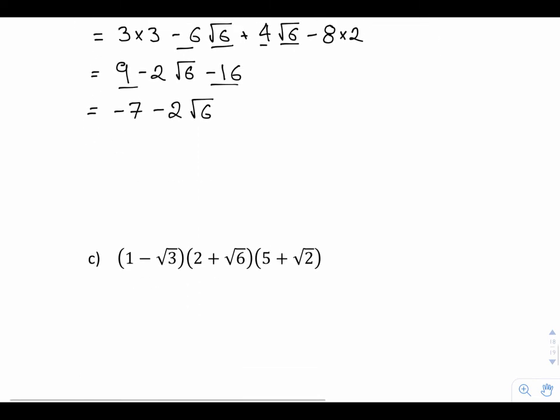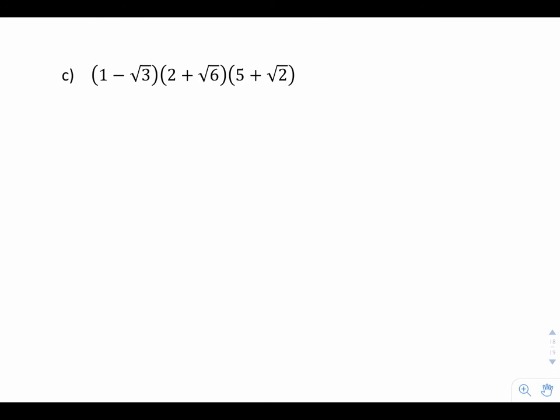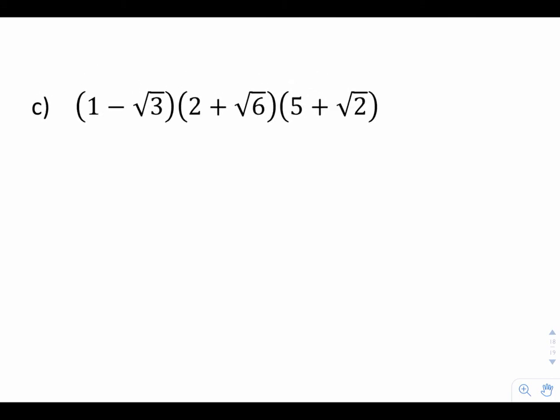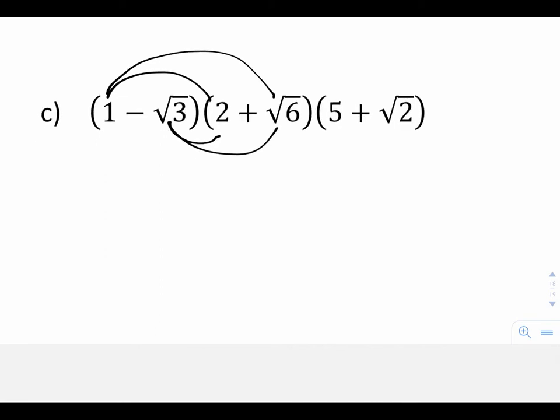Question C, same idea, but instead of working with 2, we are working with 3 binomials, so that just means even more work, but the concept is the same. The thing is, we can't multiply 3 at a time. We have to take them in pairs. So we're going to start off with the first pair, multiply the 1 by each term in the second, the negative root 3 by each term in the second, and we'll leave this for now.